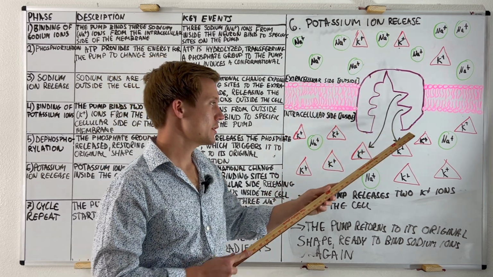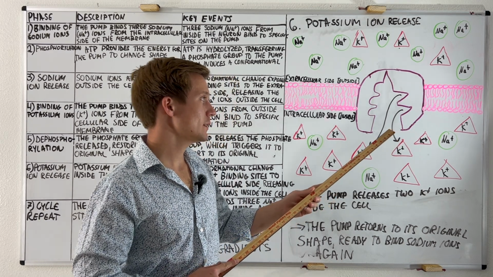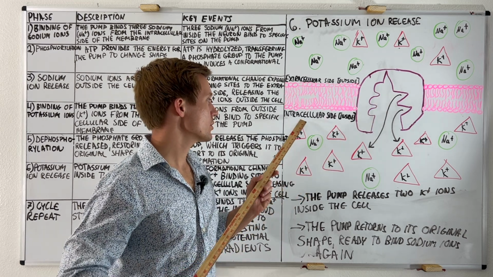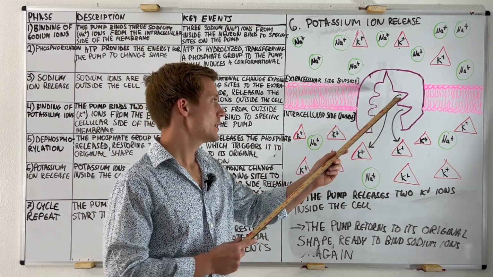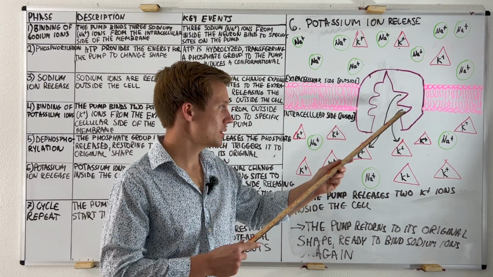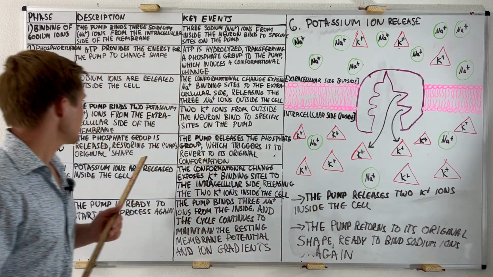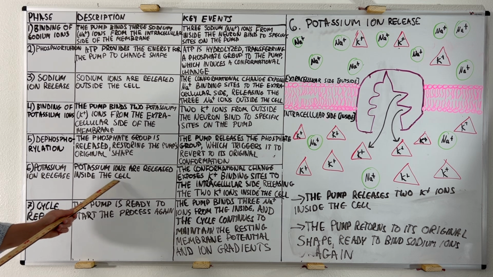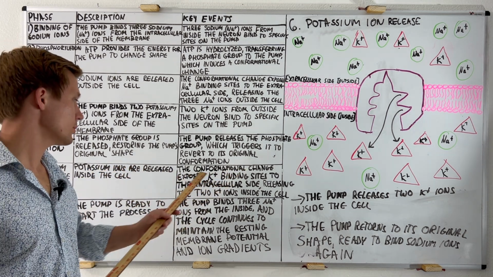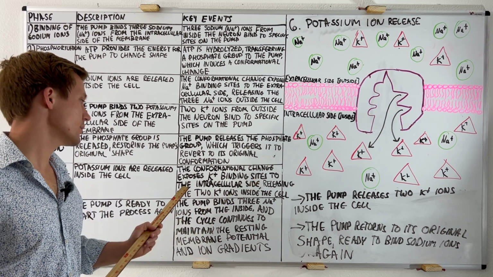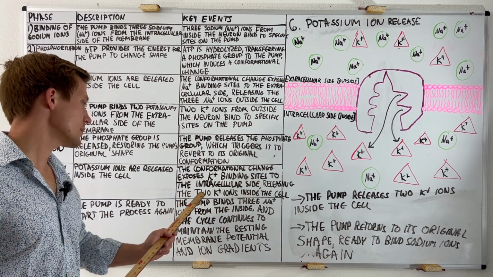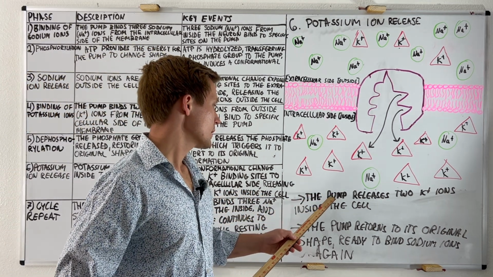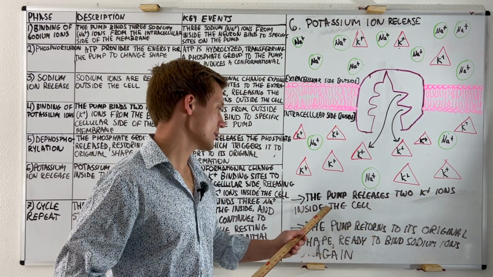So as you guys can notice, the phosphate group is now completely gone. The pump is fully dephosphorylated in the open position on the intracellular side. The 2 potassium ions have left the pump. And so the key thing here to remember is that the potassium ions are released inside the cell. The conformational change exposes potassium binding sites to the intracellular side, releasing the 2 potassium ions inside the cell. And so here, the pump released 2 potassium ions inside the cell.